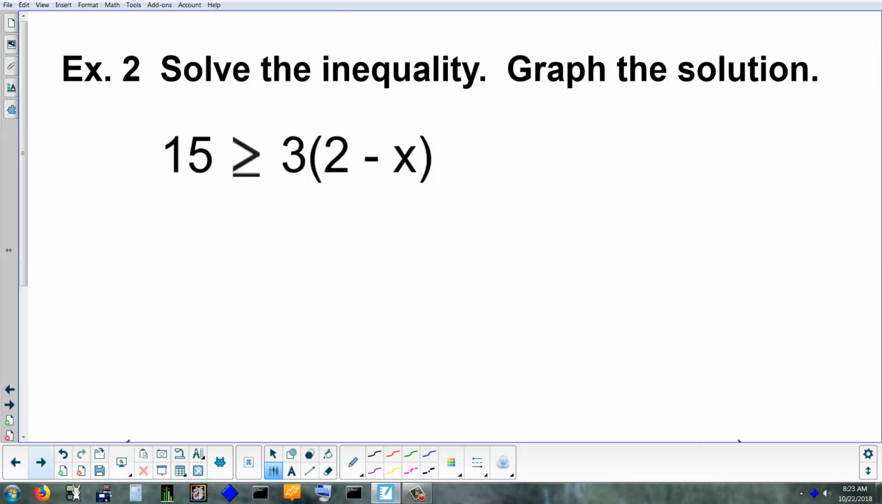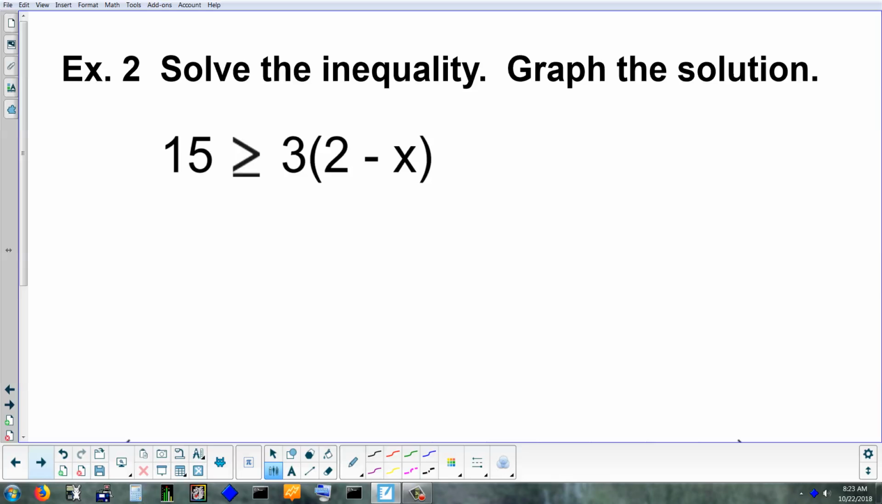15 is greater than or equal to 3 times (2 minus x). What's a little different about this one? I know it's got more steps than the last one, but there's something else different about the structure, how it's set up. Yep? Just that we have to distribute. Yeah, so we're going to have to distribute.